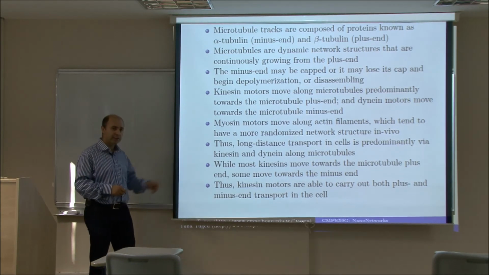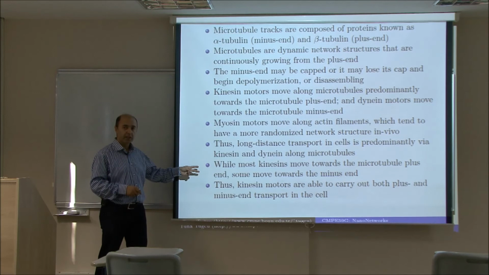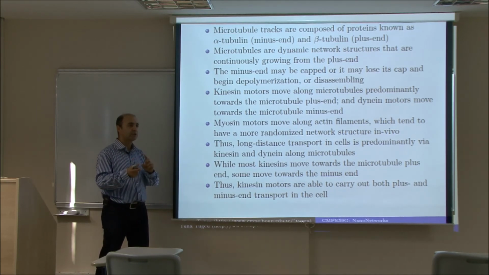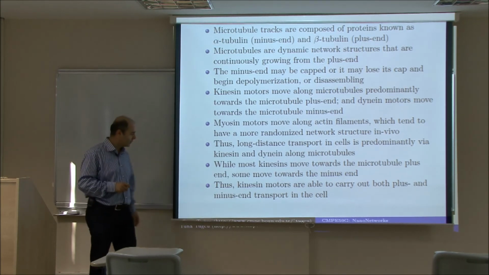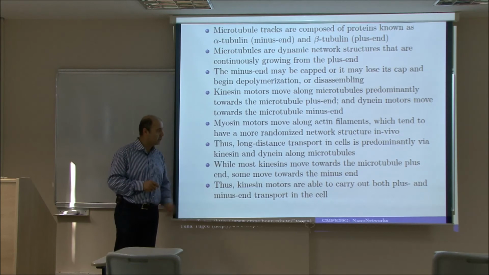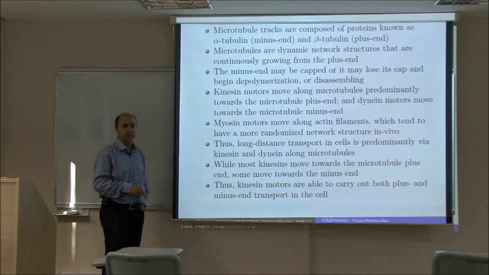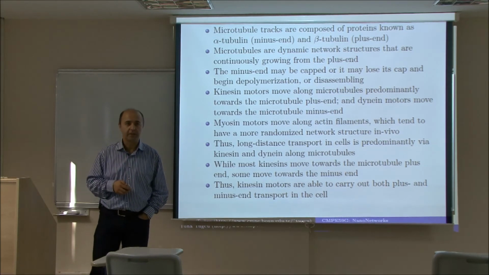So kinesins, as we discussed earlier, are able to move in both directions, but different types of kinesins can do that. You don't have a single type of kinesin which can move both forward and backwards. So kinesin motors are able to carry out both plus and minus end transport in the cell, where dynein works typically in one direction.